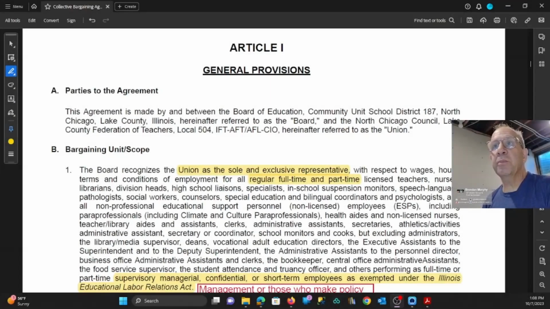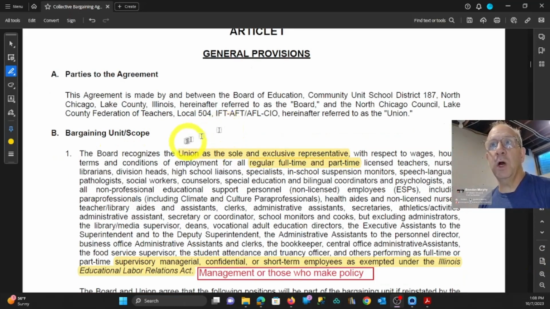Learn something. There's 10 articles in the contract. Hopefully there'll be less than 10 videos, but who knows. The first article is just setting up who are the players.